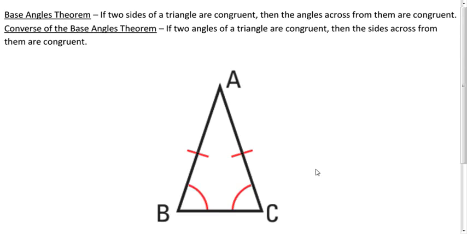Now in a previous lesson we learned about this theorem and its converse. We know that if we have two sides of a triangle congruent, then the angles across from them, or the base angles, are congruent. And the converse of that is also true if we flip that around. If we have two congruent angles, then those opposite sides, or the legs, are congruent.